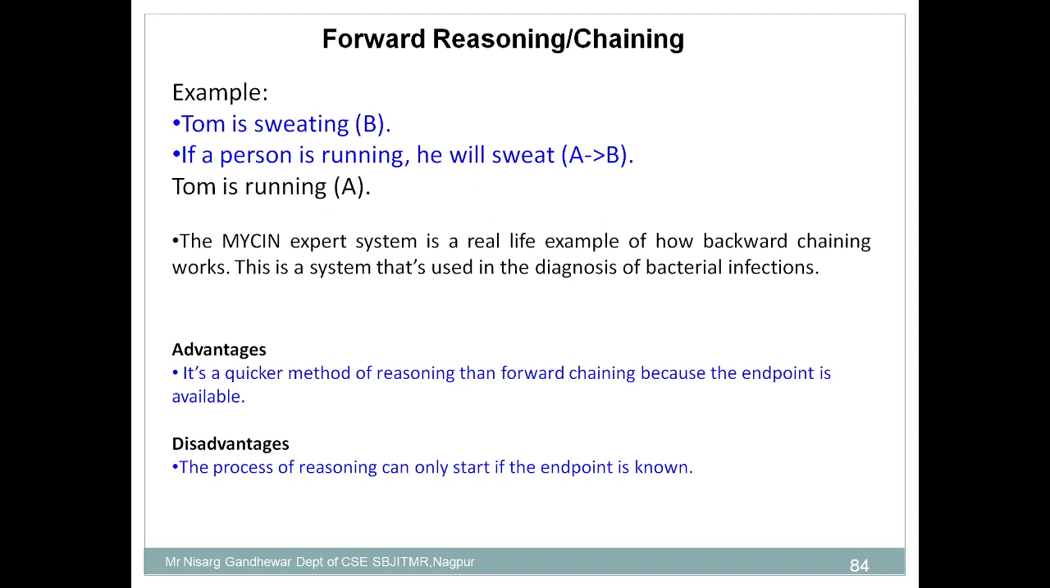So I hope you understand the concept of inferencing used in AI, that is forward reasoning and backward reasoning. Both techniques are exactly opposite of each other. In one technique we are moving from the initial state to the goal state, in the other we are moving from the goal state to the initial state.